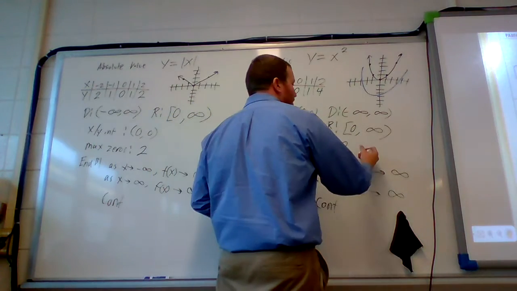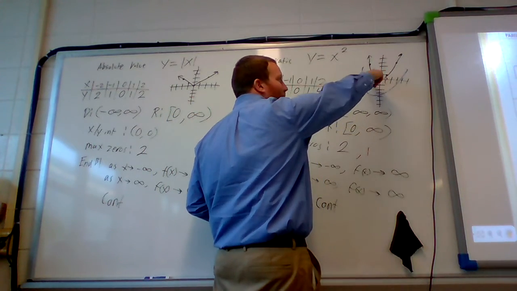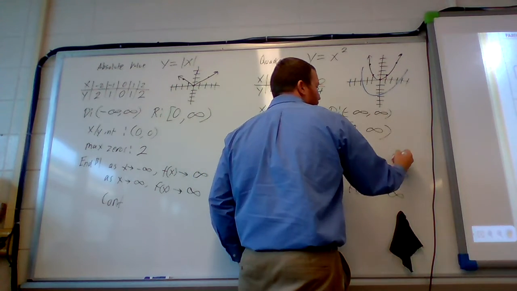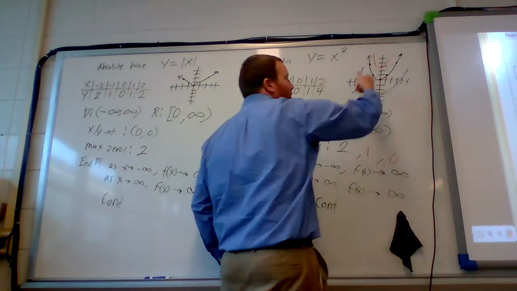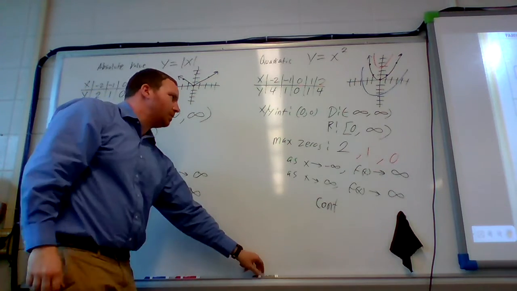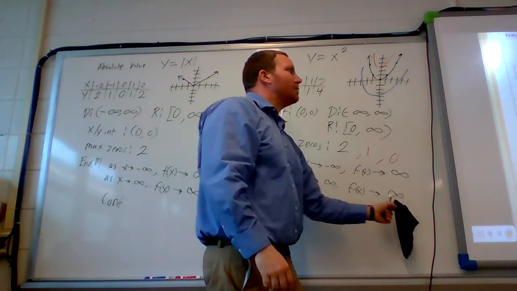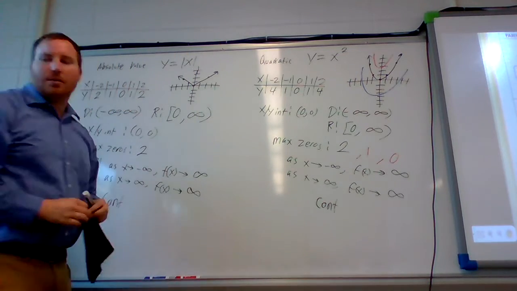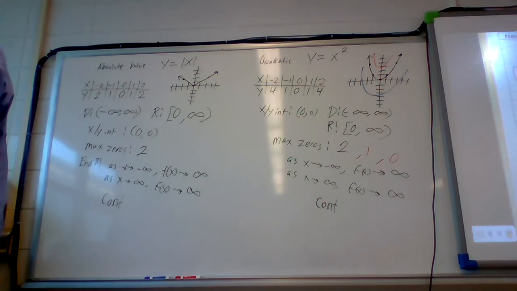We have a possibility of 1, like we have there, where we just touched. And we also have a possibility of 0. If we had shifted our graph up, right, then we'd have 0. So we have multiple possible zeros for each. Okay, so then let's flip to our next page.